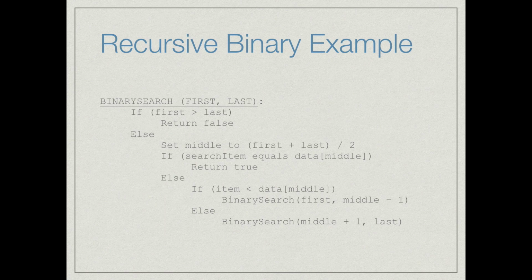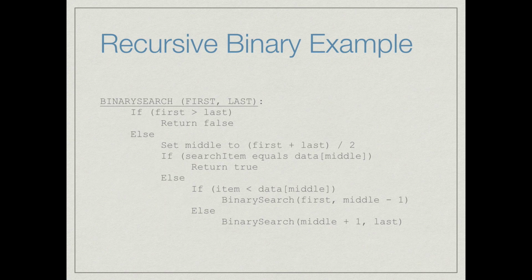If the item that we're looking for is less than the value in the middle, call binary search again with the original first index, but instead of last, call middle minus 1 as the next last value. If the item is greater than data middle, instead of the original first value, use middle plus 1, and continue to use the original last.